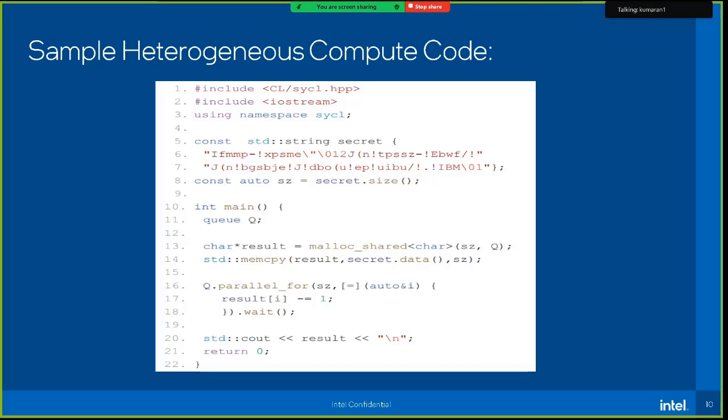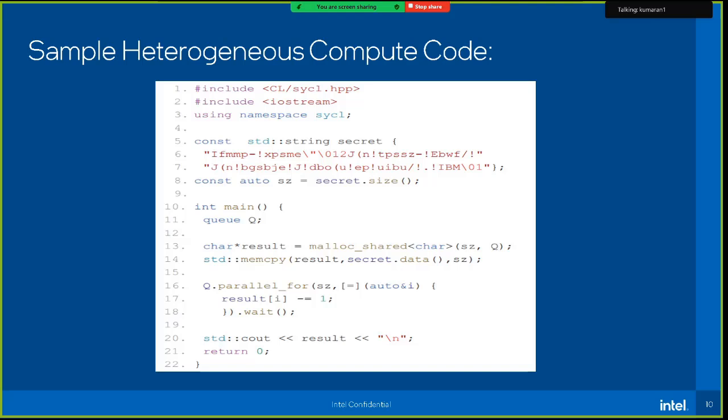On line number 13, we have malloc_shared. This malloc_shared is coming from DPC++. What it is saying is that I want to allocate a memory which is accessible to the device as well as on the host. The host is kind of acting as an orchestrator, and you allocate this memory, and this memory would be available on the host as well as on the device. The next operation is that you copy this data onto the shared memory, so that this particular memory is available to the device.